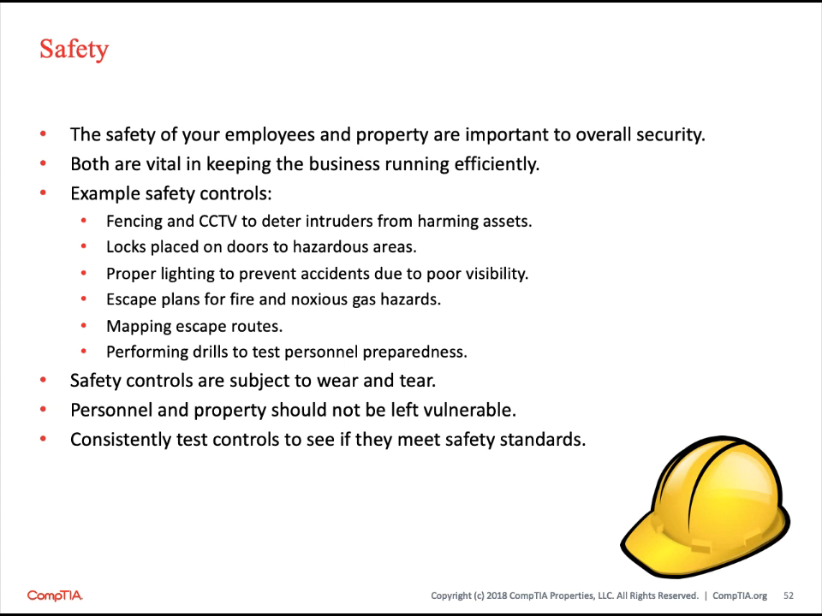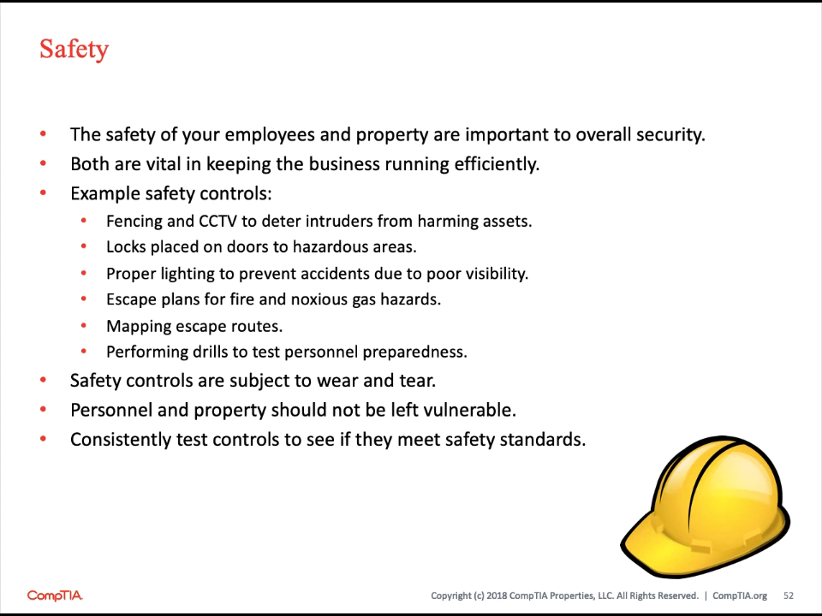Safety. The safety of our employees and our property is, of course, important to our overall security. It's vital to have that in place in order to keep our operation running efficiently. Examples of safety controls might be fencing and CCTV or IPTV. This may help to deter intruders from harming our assets. We should put locks on doors, especially to hazardous areas where we're using heavy machinery, making sure that just anybody doesn't have access to that. Our employees aren't always going to do the brightest things.